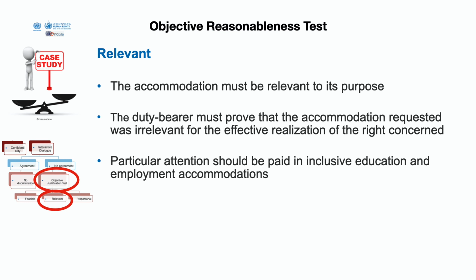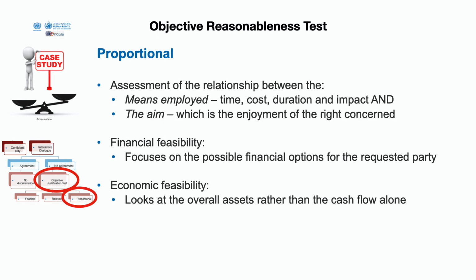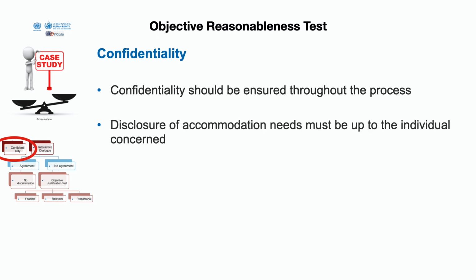The second element of the objective justification process is relevant accommodation. The third element of the objective justification process is proportionality. This requires an assessment of the relationship between the means employed, time, cost, duration, and impact, and the aim, which is the enjoyment of the right concerned. Financial feasibility focuses on the possible financial options for the requested party. Economic feasibility looks at the overall assets rather than the cash flow alone. The last element is confidentiality.